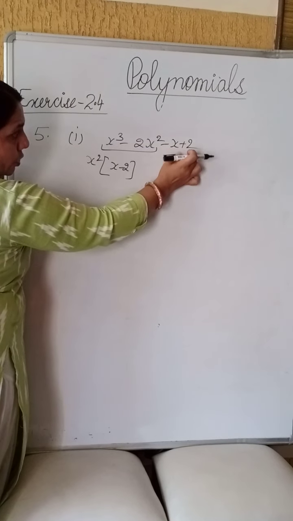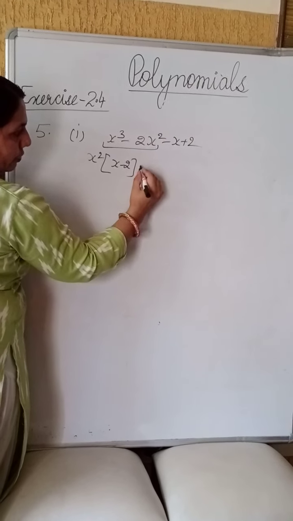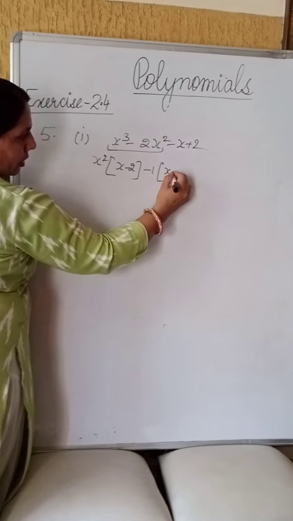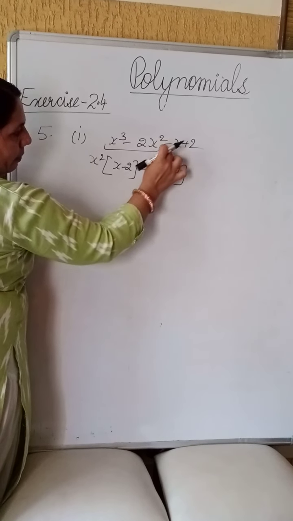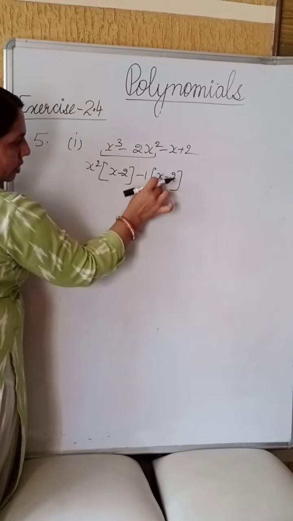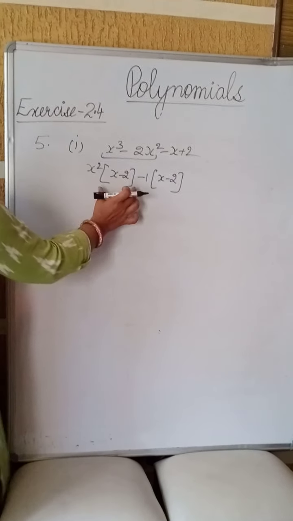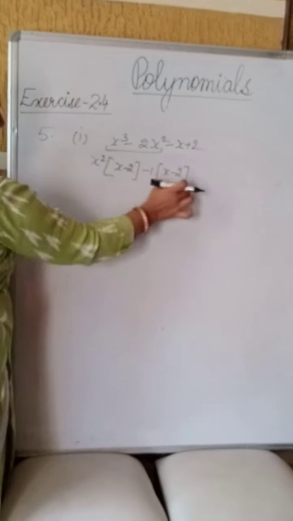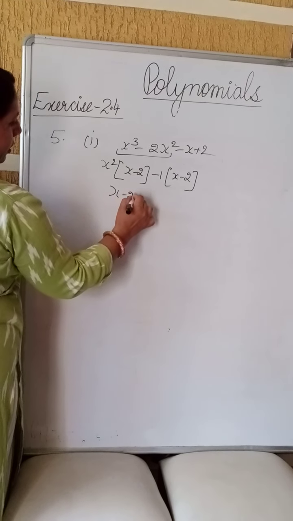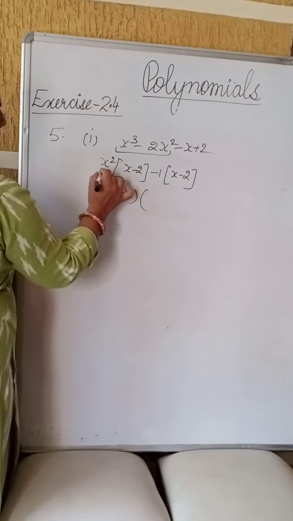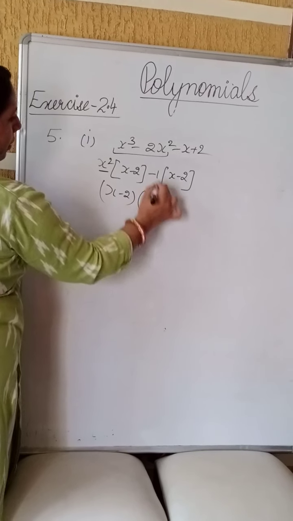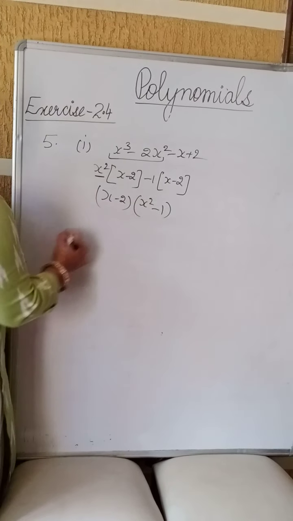But here is 2 minus x. So what will you take? Minus 1. Then it will be minus 1 you are taking, so x will be of plus and this 2 will be of minus. So see students, this term is same. So take this outside. What is left behind? From here x square and from here minus 1.